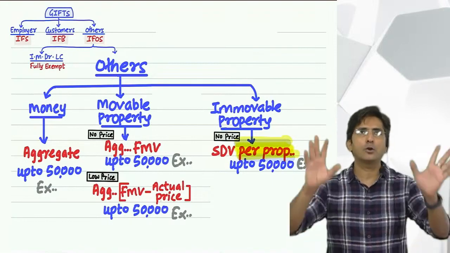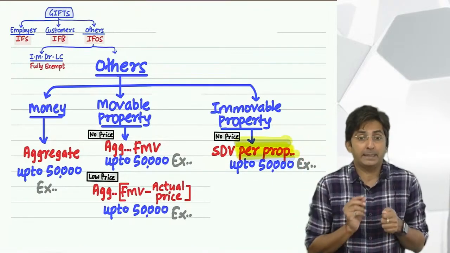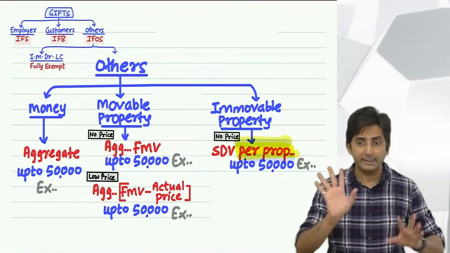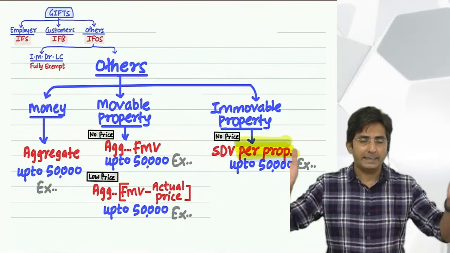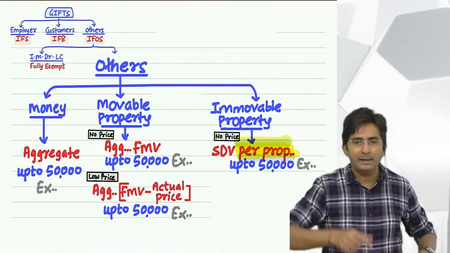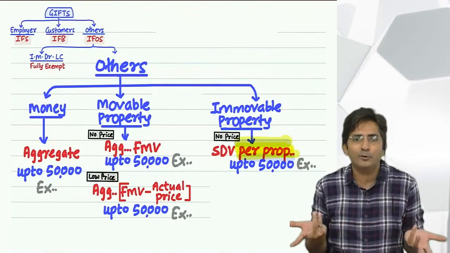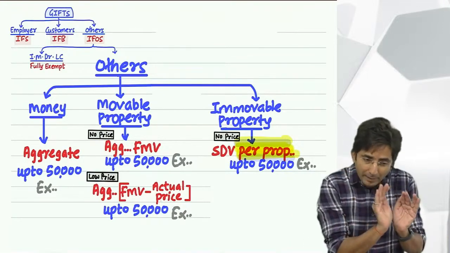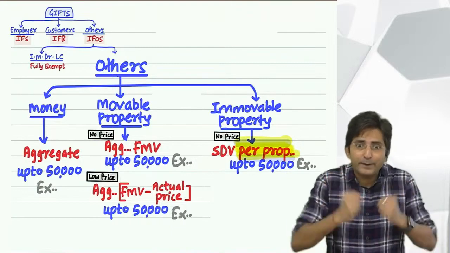See, low price means you are not getting it totally free. You are paying some price, but less price. If you pay full price, then it is not a gift. If an item has a value of 1 lakh and you pay the full 1 lakh, then there can be no element of gift. The element of gift comes when you pay a lesser price; the difference becomes your benefit.